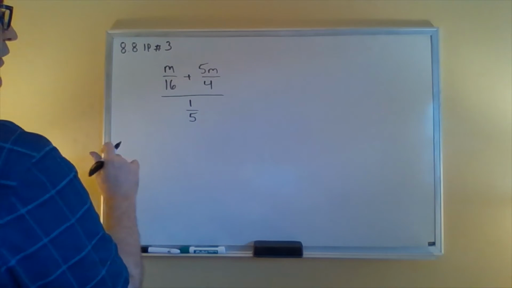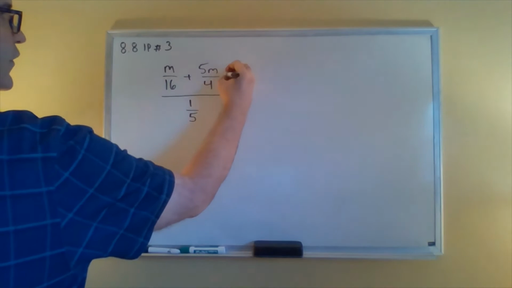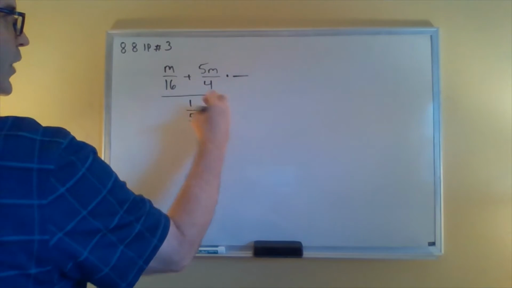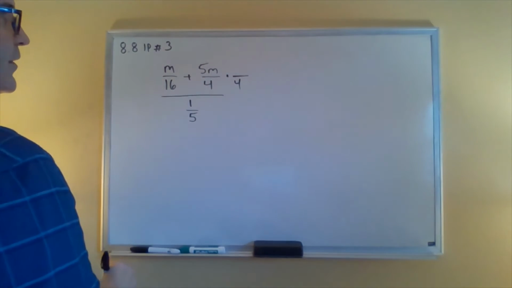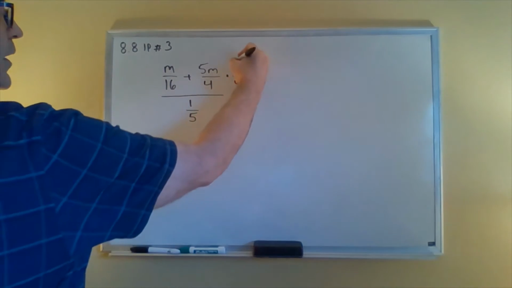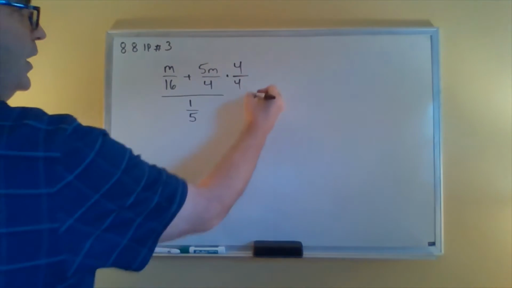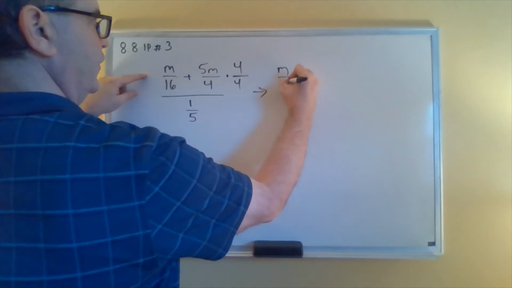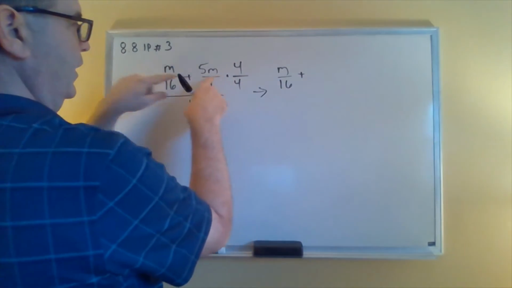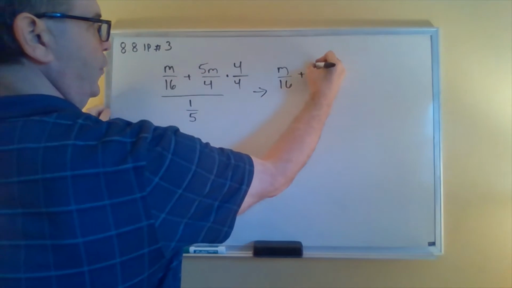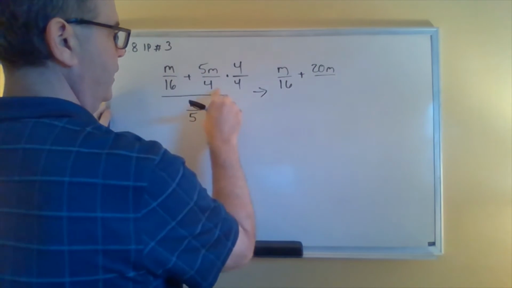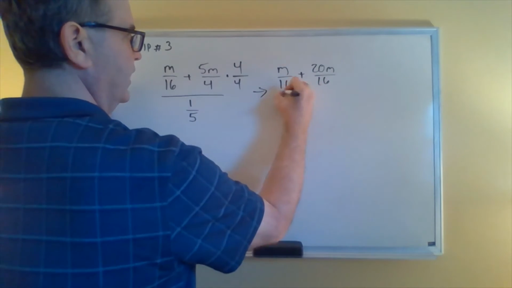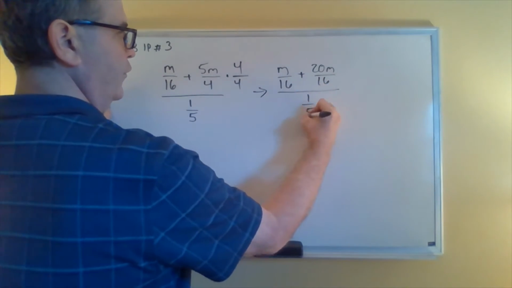Need to look for a common denominator. Probably my easiest common denominator up top here is going to be 16. So I'm going to multiply this 4 times 4 to get that to 16, but whatever I do to the bottom, I have to do to the top as well. So my numerator is going to look like this, m over 16 plus, I'm going to multiply 5m times 4, that becomes 20m, and then 4 times 4 becomes 16. Still all over 1 over 5.